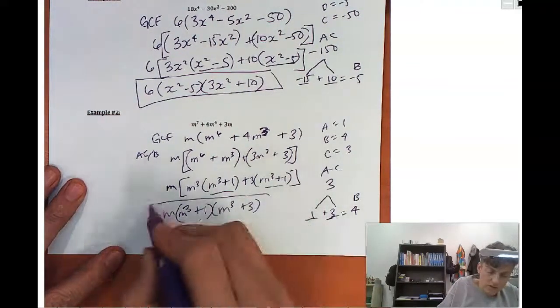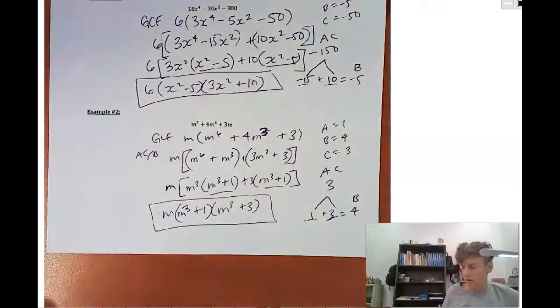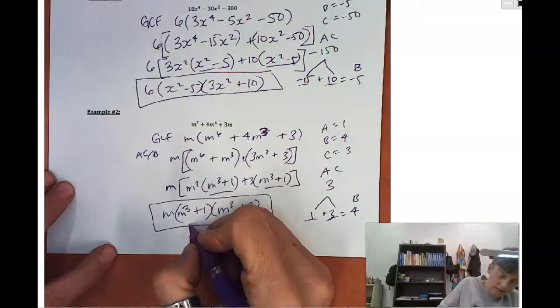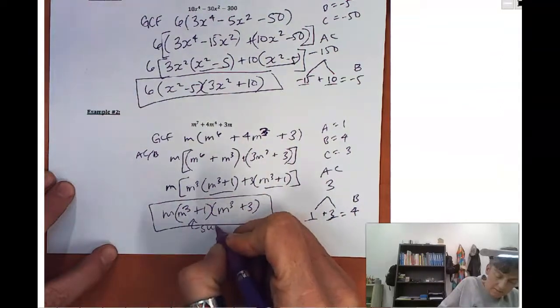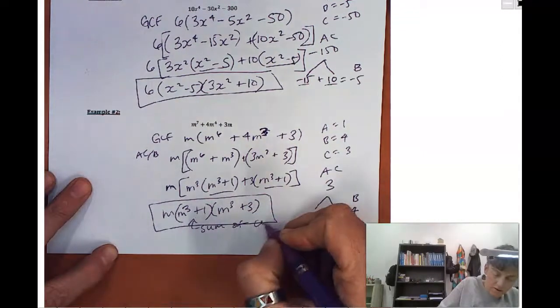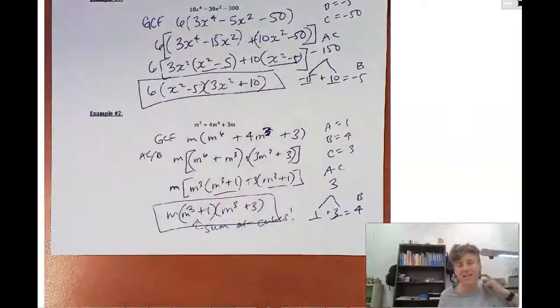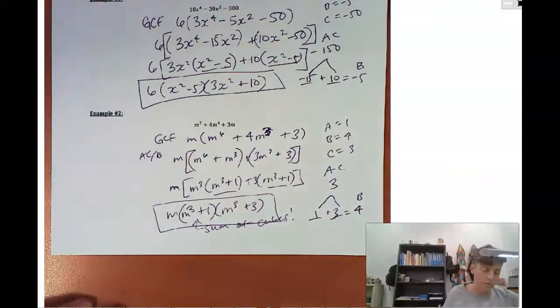And we don't have any difference of squares. But we do have a sum of cubes. Oh, which we do know how to do now, right? This is a sum of cubes. So we're not done yet. So we've got to use our sum of cubes formula, which you have to memorize.